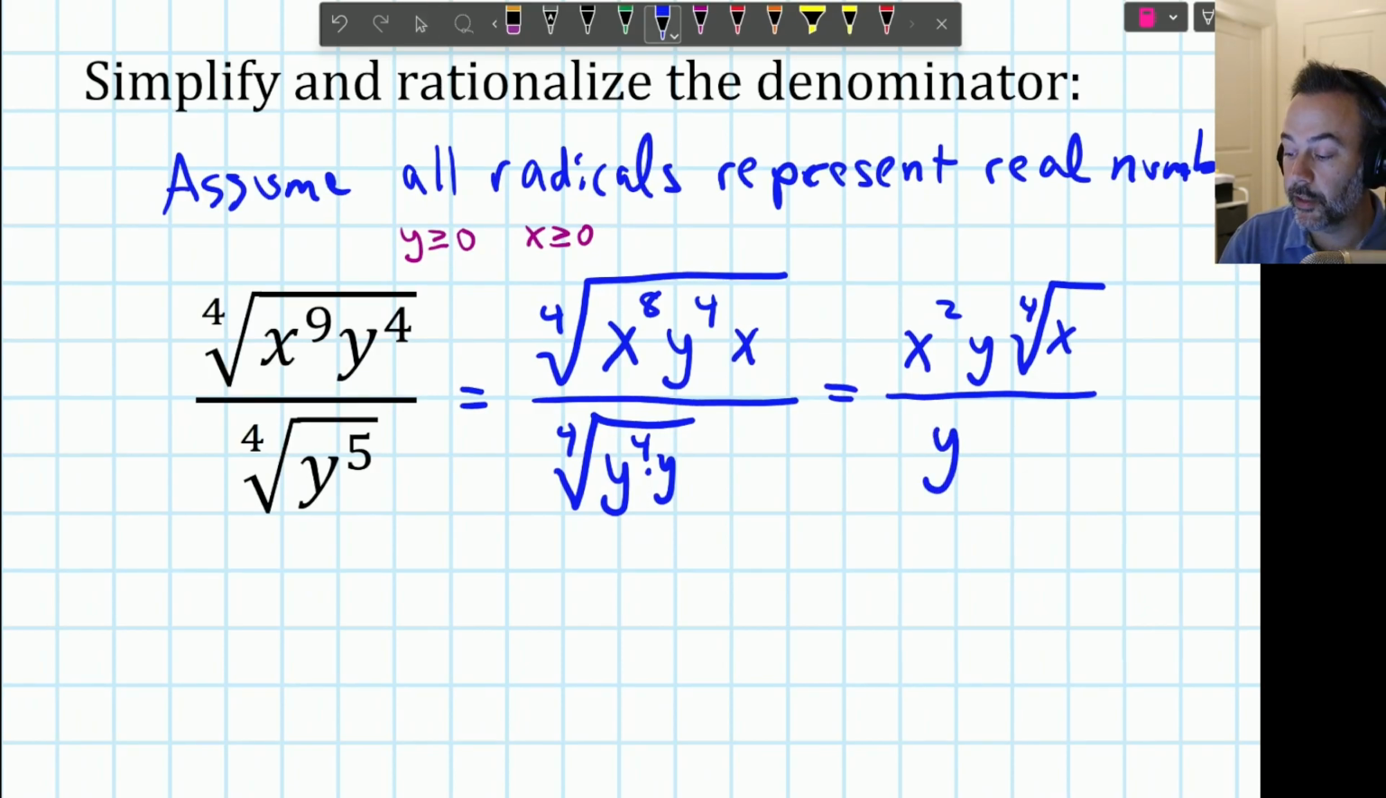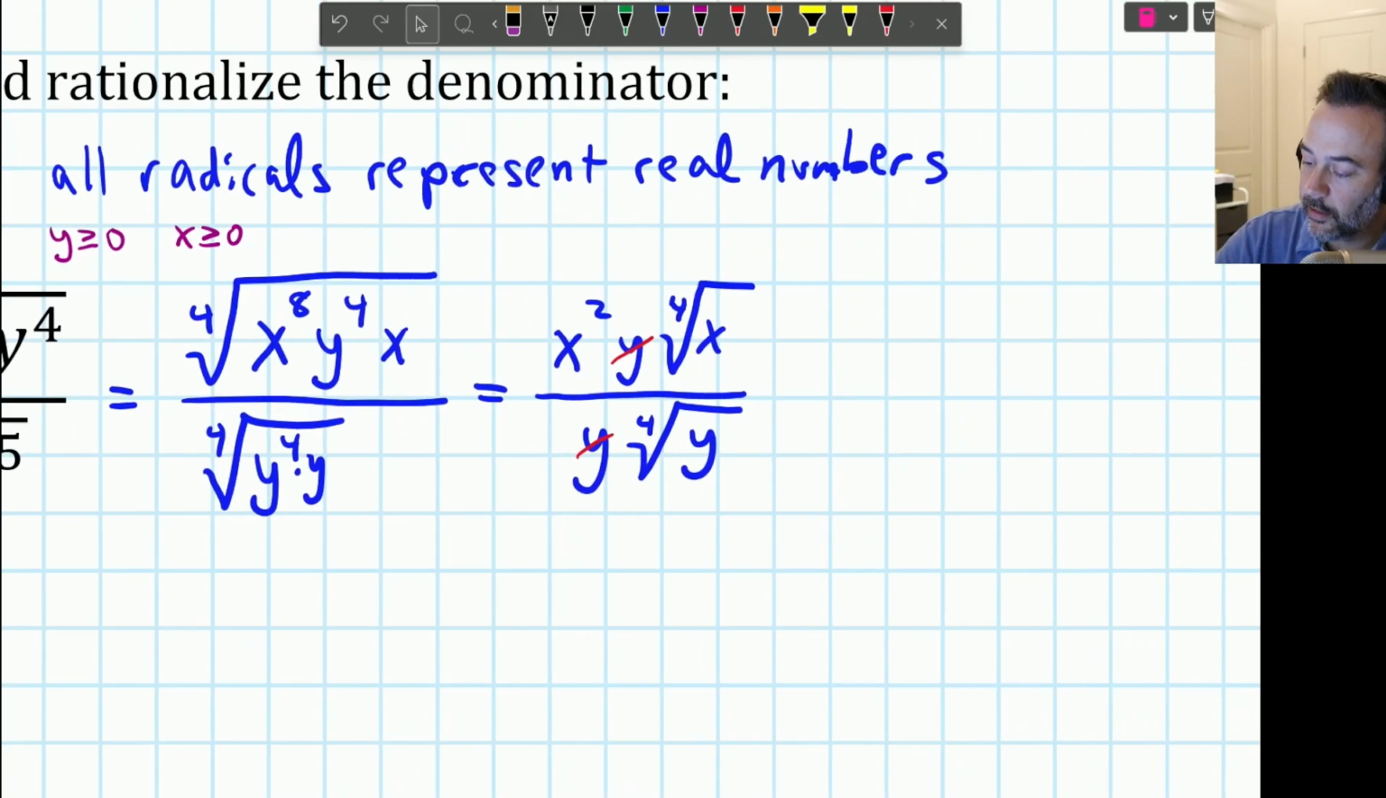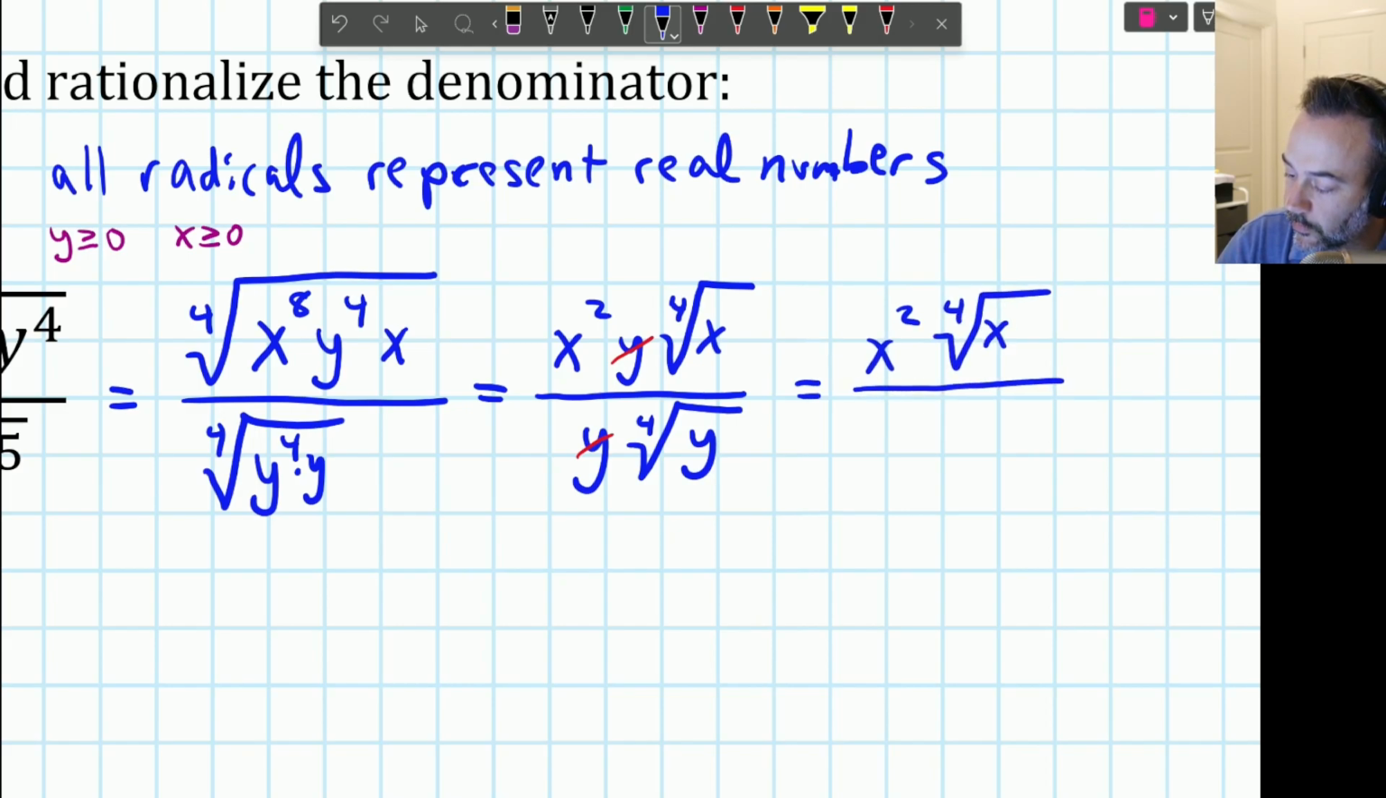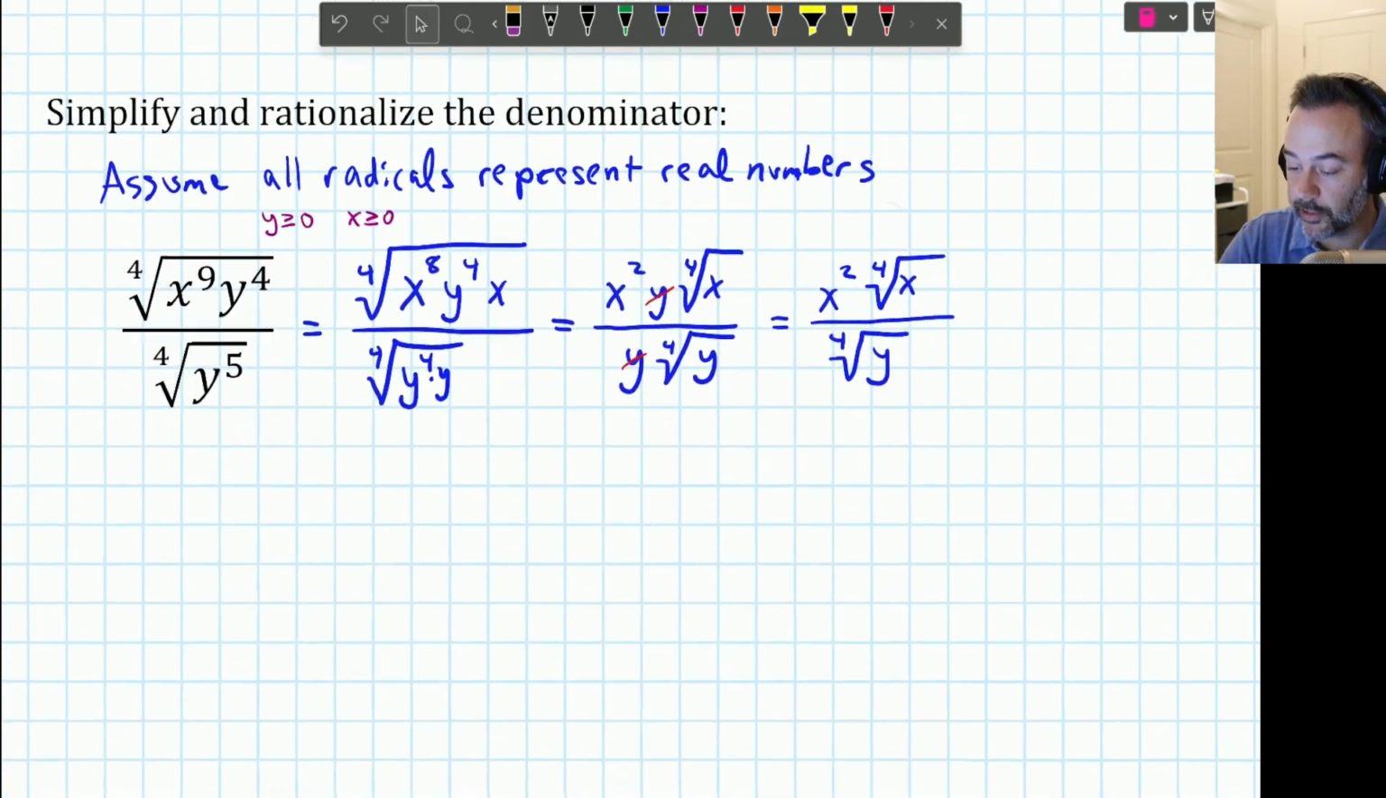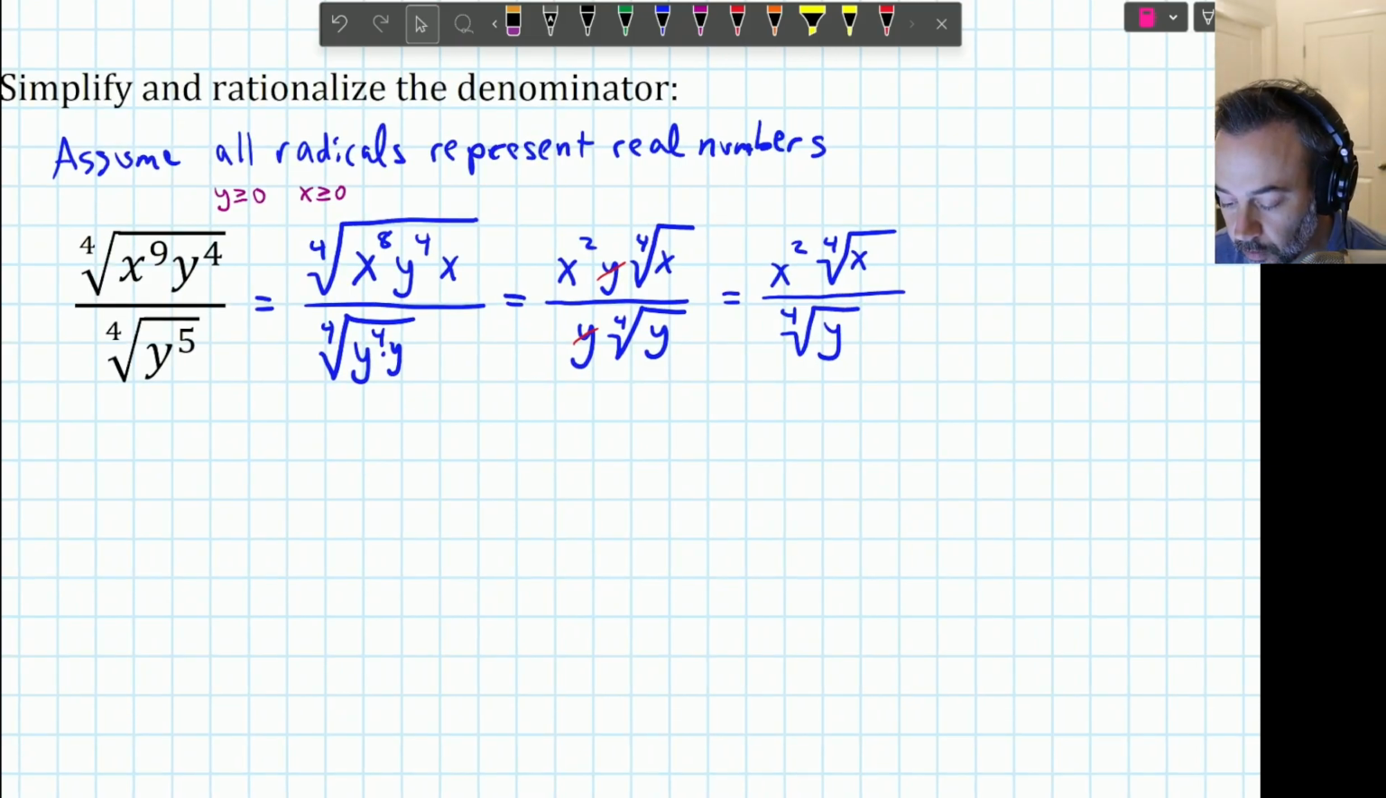Now, normally we would have to be careful about absolute value, but we know that y cannot be negative in this case. 4th root of y. Okay. Y's cancel. And I'm left with x squared fourth root of x over fourth root of y. Now, I want to rationalize the denominator now. All right. There was another way to do this whole problem, by the way. I'm just doing it this way to kind of emphasize some points.